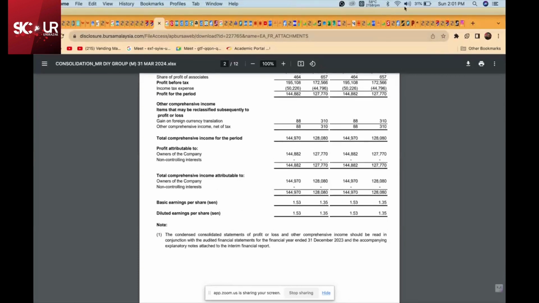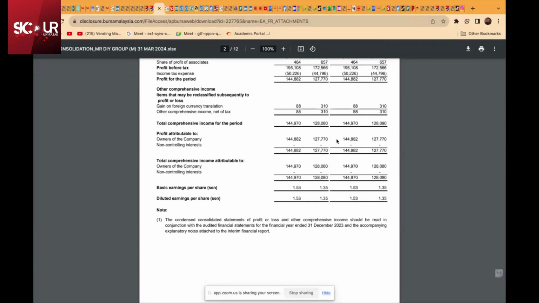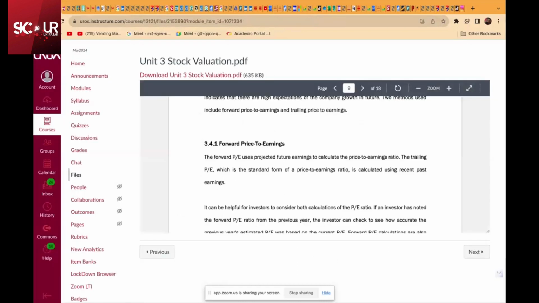So 1.86 divided by 0.0612. How much is that? 30.39. Yeah, 30.39. So the price earning ratio is 30.39, 30 times. So that's the price earning ratio.